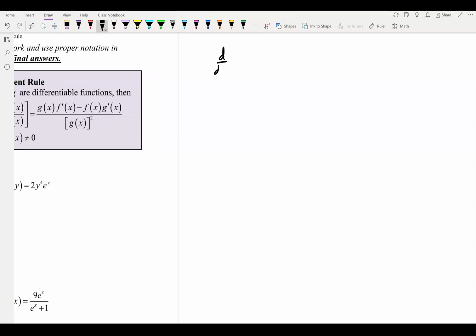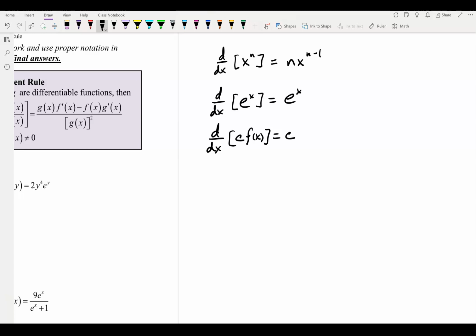So the derivative with respect to x of x to the n, right? Our power rule is this. And we also had the derivative with respect to x of the exponential function, the natural exponential, e to the x. We get e to the x. And then we also have the constant multiple rule, right, where we're allowed to take the constant c that's multiplying f of x and pull that out and just take the derivative of f like that.